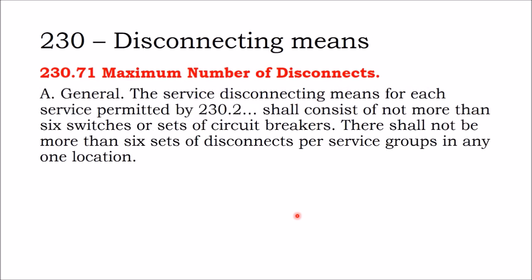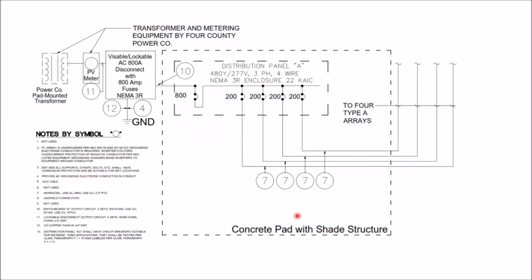Maximum number of disconnects, I bet you can guess it already. It's 6. The service disconnecting means for each service shall not contain more than 6 switches or sets of breakers. There shall not be any more than 6 sets of disconnects per service group in any one location. So we're getting into that 6-handle rule. We're seeing it pop up not in just one place in code, but throughout multiple locations of code.